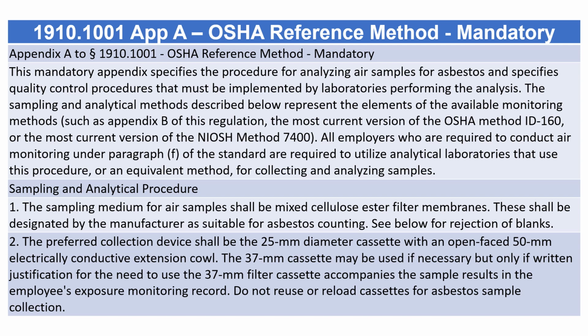2. The preferred collection device shall be the 25 mm diameter cassette with an open-faced 50 mm electrically conductive extension cowl. The 37 mm cassette may be used if necessary, but only if written justification for the need to use the 37 mm filter cassette accompanies the sample results in the employee's exposure monitoring record. Do not reuse or reload cassettes for asbestos sample collection.